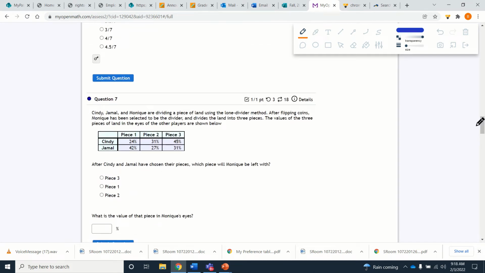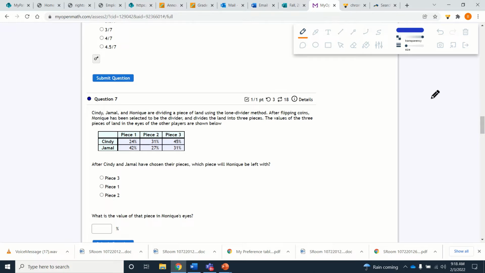Cindy, Jamal, and Monique are dividing a piece of land using the lone divider method. After flipping coins, Monique has been selected to be the divider and divides the land into 3 pieces. The values of the 3 pieces of land in the eyes of the other players are shown below.